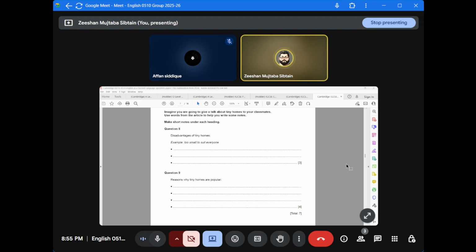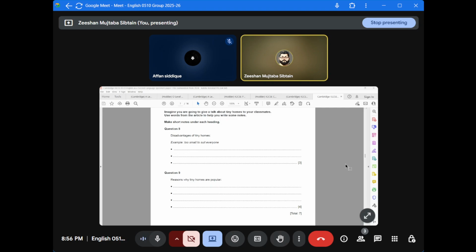Then the second one is reasons why tiny homes are popular. And you have to find 4 points about them being popular. Remember, these are notes. Notes do not have to be complete sentences, and they do not need to be very grammatically correct and accurate. So you can jot down sometimes just the keywords, or just a part of the sentence or a broken sentence, as long as it's giving you the proper meaning. You don't need lengthy sentences explaining everything. Just the key point, the very core of the idea.